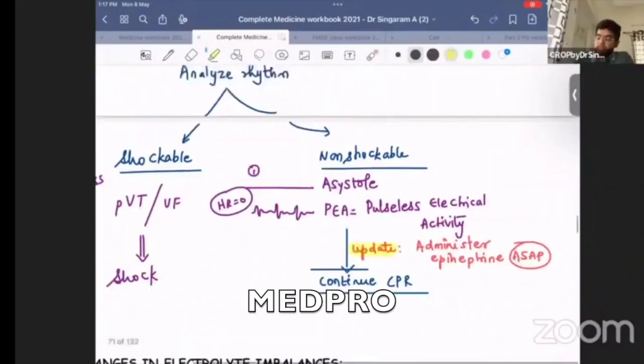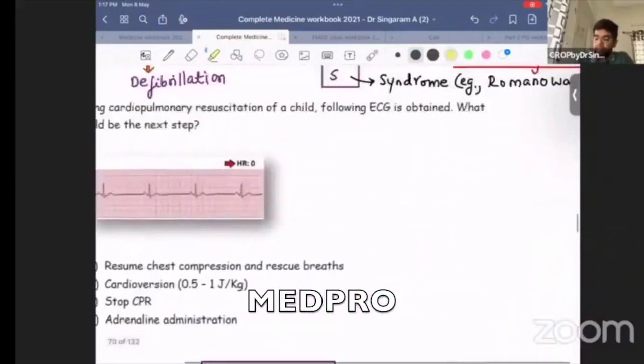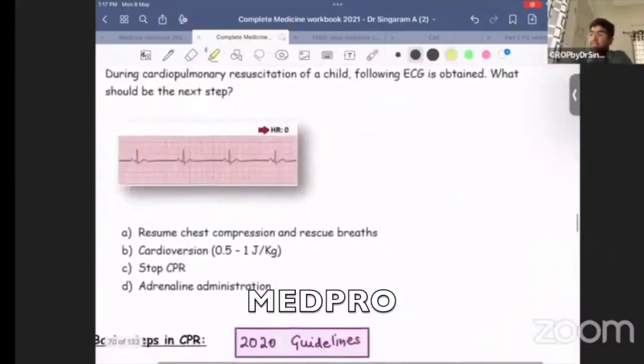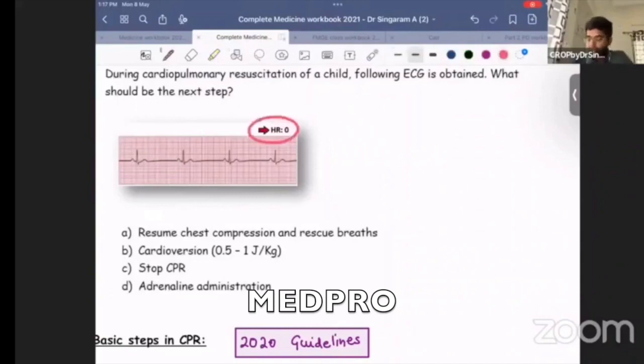Clear? Now I will take you back to that question and now you answer this. You are doing cardiopulmonary resuscitation of a child and the following ECG is obtained. What will be your next step? What is the ECG first of all? It looks as if there is electrical activity inside the heart. That is true. But don't forget what is written: the heart rate is 0. What does it mean? The patient is in cardiac arrest. There is no pulse, but there is some electrical activity noted.